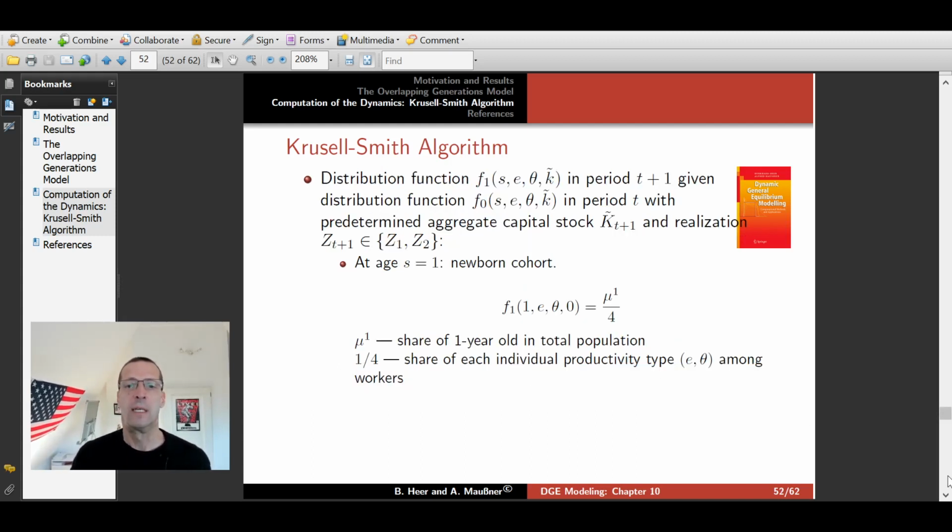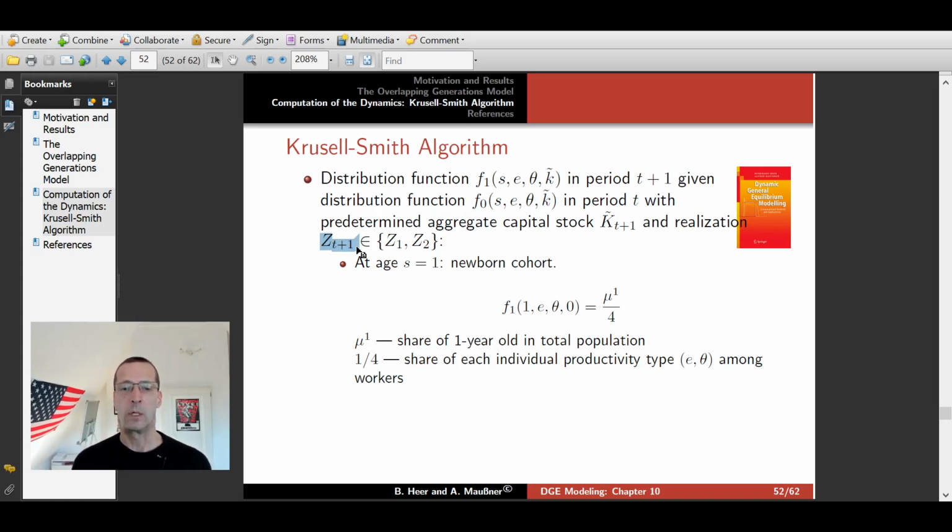So let me show you how we compute the dynamics of the distribution. Let's assume we have the initial distribution given by F0, which is our steady state distribution. And now we want to compute the distribution in period 1. We have the predetermined next period capital stock, k t plus 1, because we know what the agents in period 0 save. Therefore, the capital stock is predetermined. We use a random number generator to find whether the next period technology is either Z1 or Z2, depending on the transition probability of our Markov process.